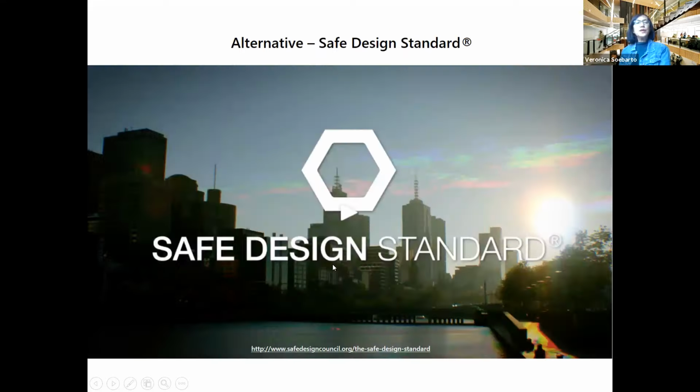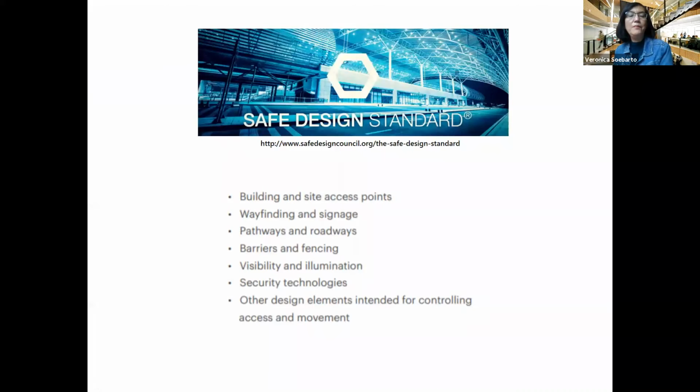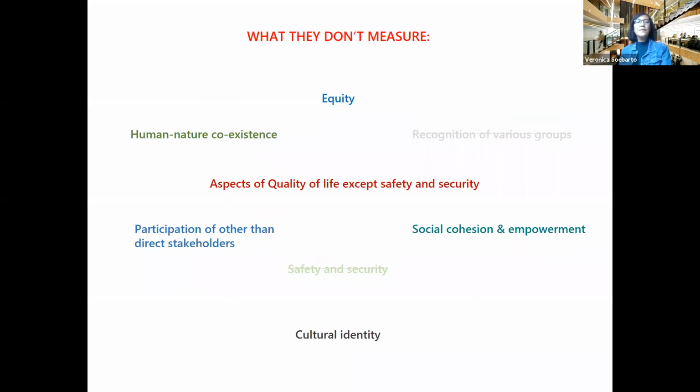There is another tool that you might want to look at. That's a standard. This is actually developed in Canada. They try to make it more international. Have a look. I'm not saying that this is all relevant, but have a look. They look at access points, wayfinding, signage, pathway, barriers, fencing. So things that we talked about before in terms of safety and security. And I think in combination between Living Building Challenge and the Safe Design Standard, it starts to improve our understanding about things that we can look at in terms of social aspects of sustainability.